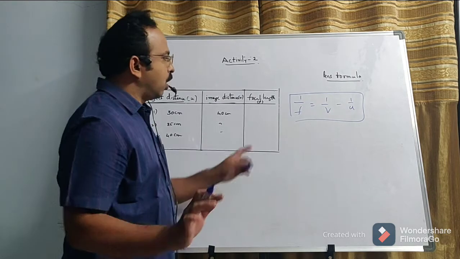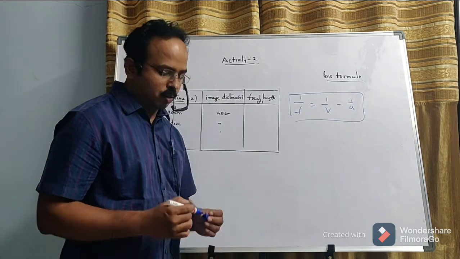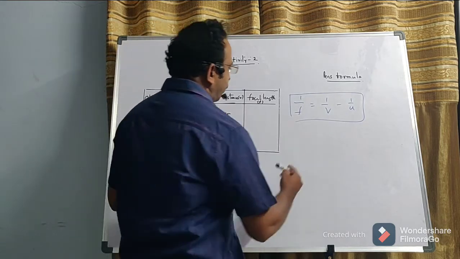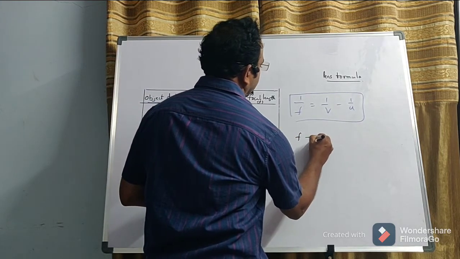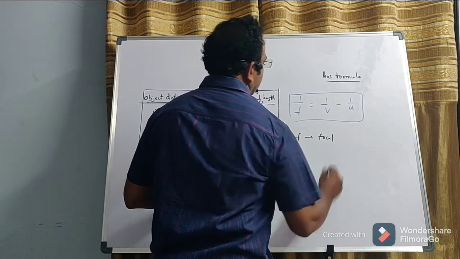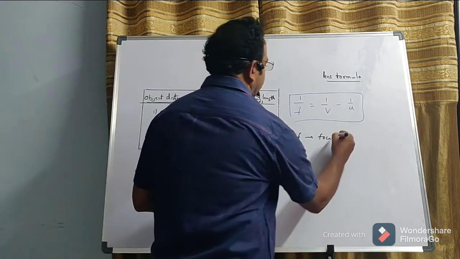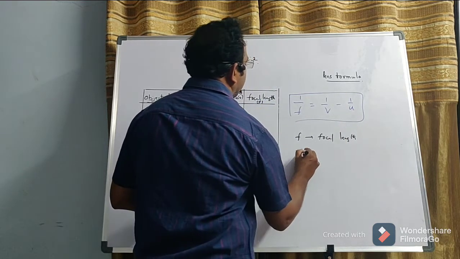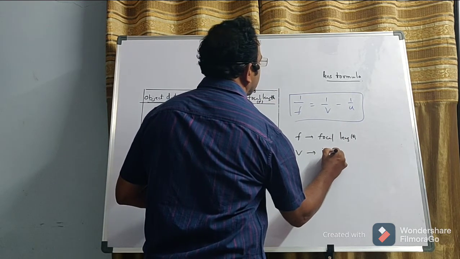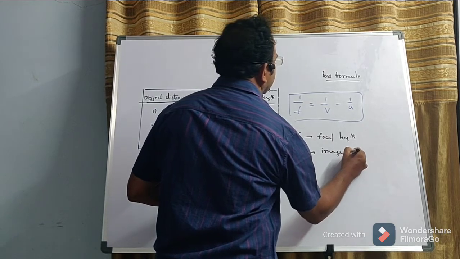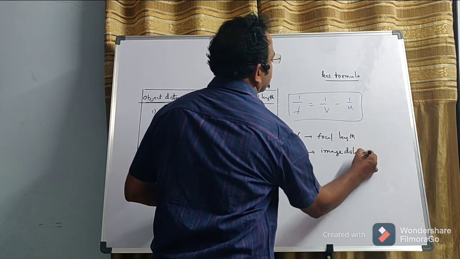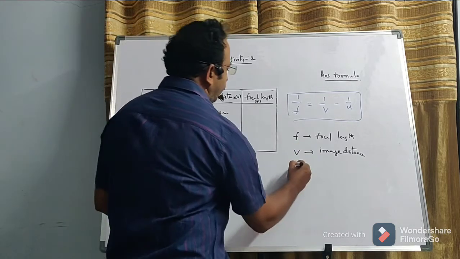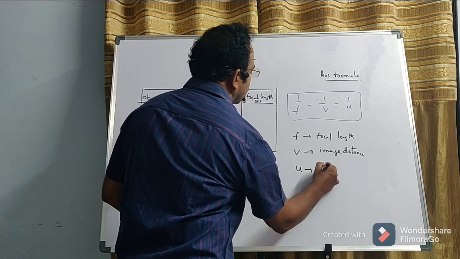Lens formula is 1/f = 1/v - 1/u. Here f means focal length. As usual, v is what we call the image distance, and u is what we call the object distance.